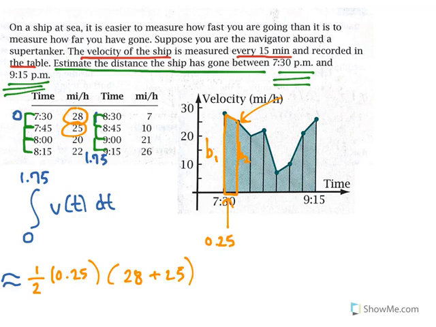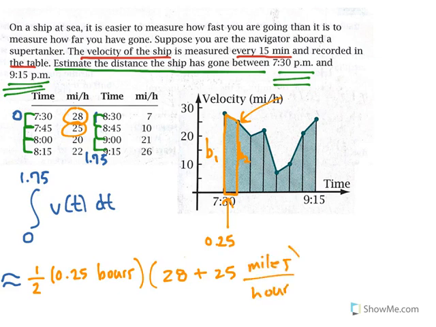And the reason why I just wrote the area of the first trapezoid here is I wanted you to understand unit analysis here. So the 0.25 is a measure of time, so that has units of hours. And base 1 is a measure of velocity, which has units of miles per hour. So you have 28 plus 25, and they have units of miles per hour. So when you're finding the area of each trapezoid, you can do unit analysis. Hours and hours will cancel, and the area of each trapezoid will have units of miles representing the total distance traveled by the ship. Why is that?